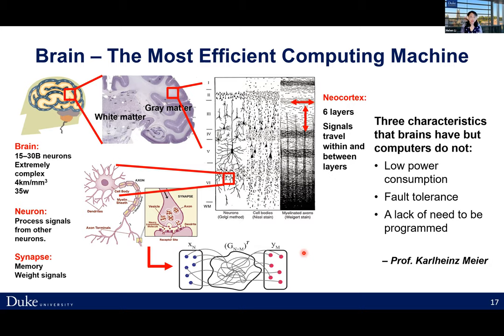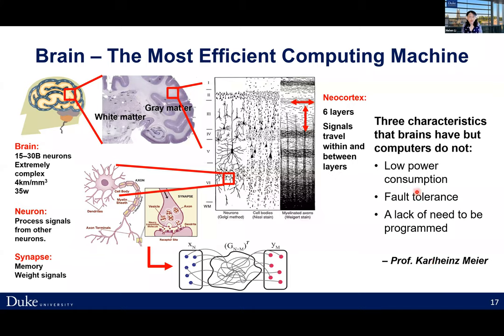We mentioned deep neural networks, or neural network concepts, which are fully connected structures between the pre-neurons and the post-neurons. There are also studies on the Hebbian network that come from this lower level understanding. Generally speaking, as summarized by Professor Meier from Germany, there are three characteristics that the brain has, but computer systems nowadays do not have yet.